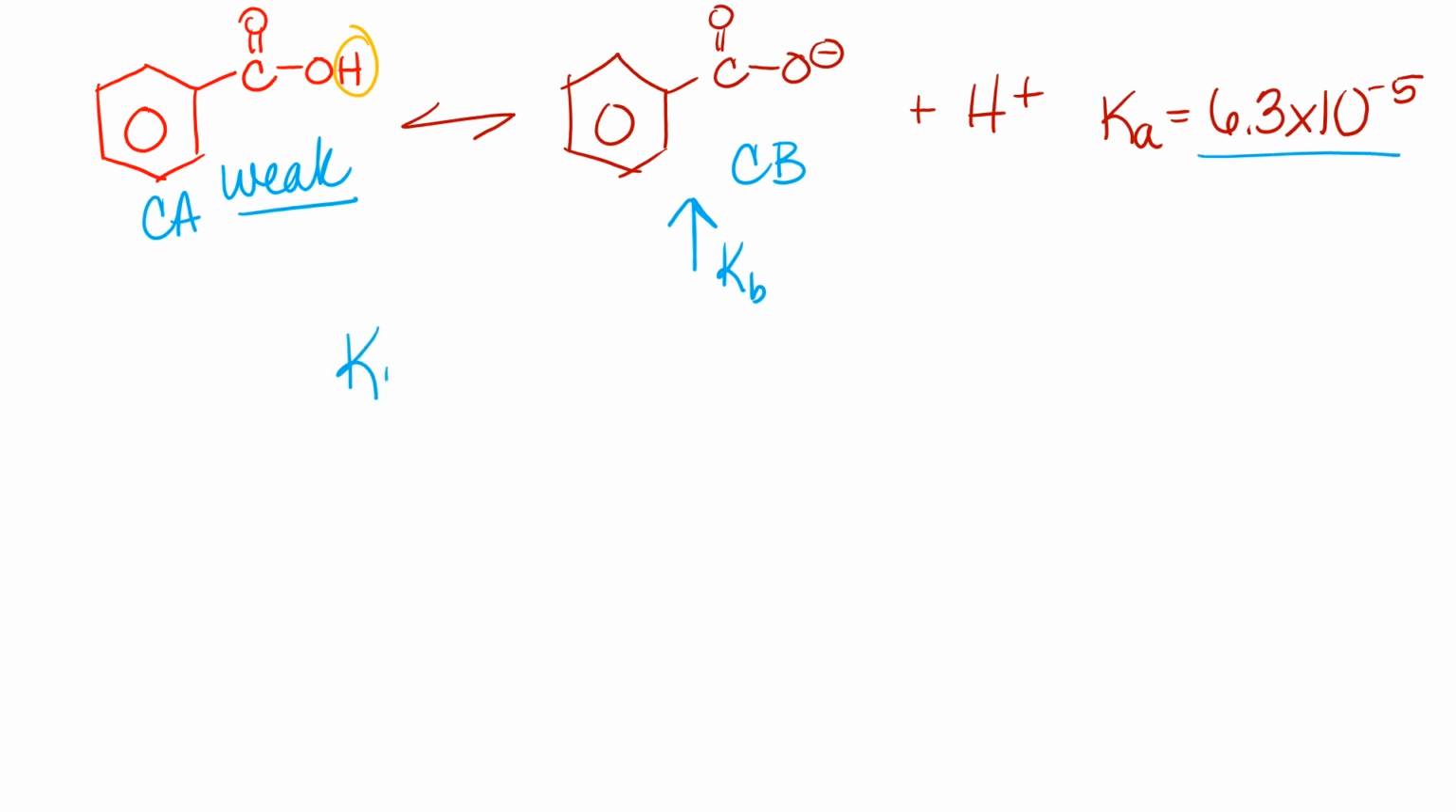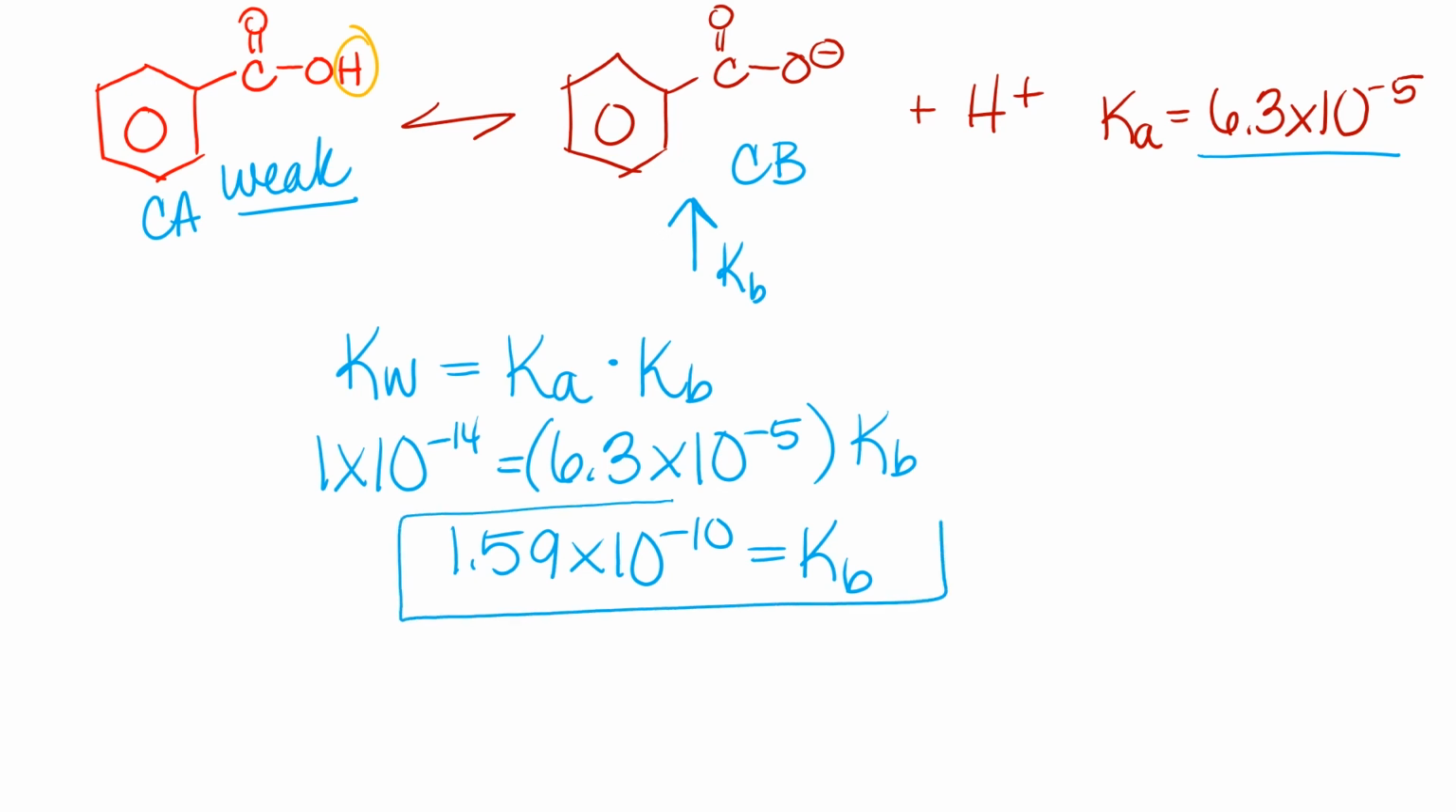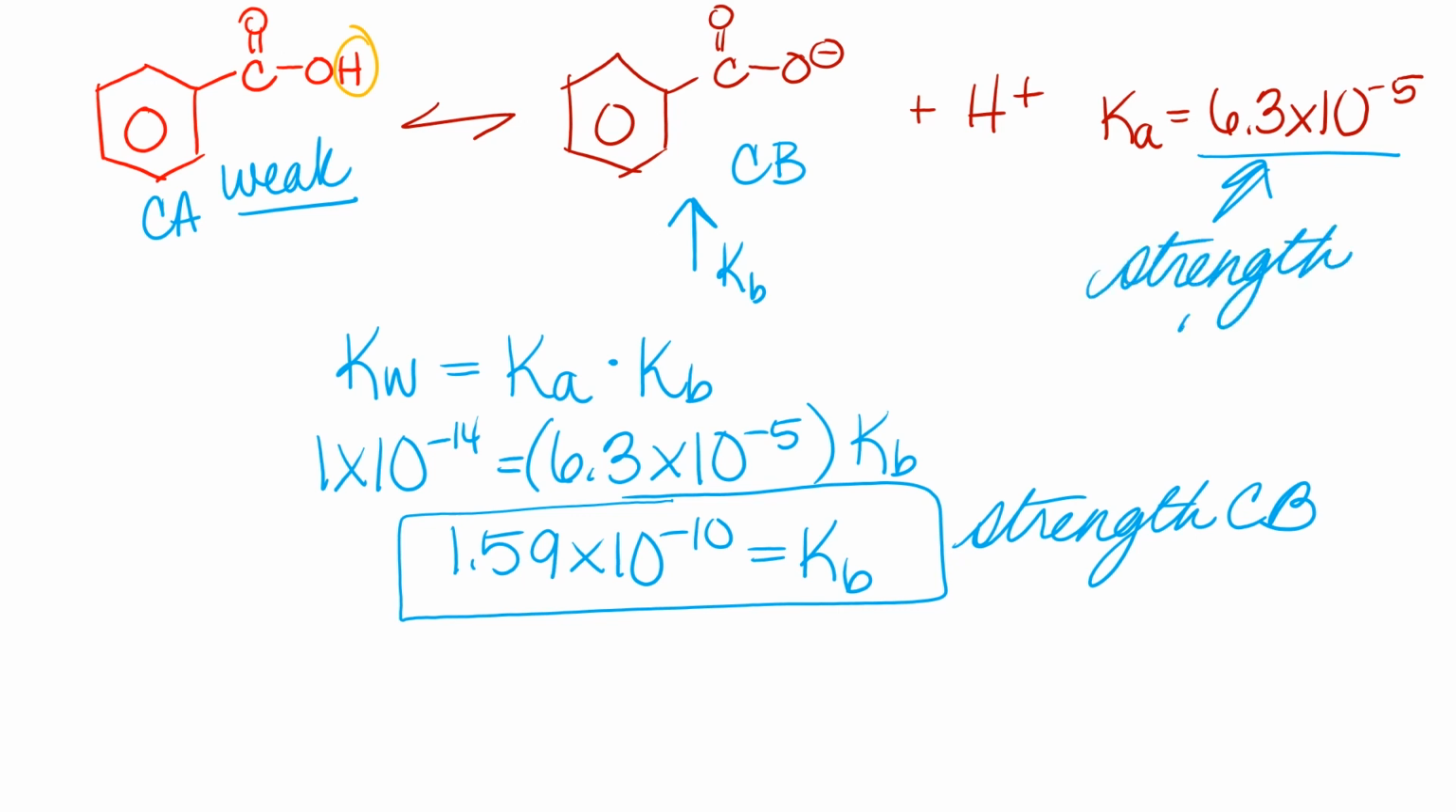So let's see, Kw is equal to Ka times Kb. 1 times 10 to the negative 14 equals 6.3 times 10 to the negative 5 times Kb. And that gives us a Kb of 1.59 times 10 to the negative 10. So that's telling us about the strength of that conjugate base, and this Ka value is telling us about the strength of the conjugate acid, or in this case, the acid we're using. This information is going to come in handy when we start looking at the pH of salts.